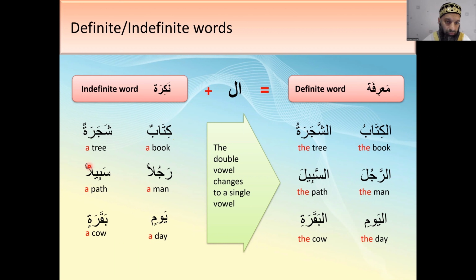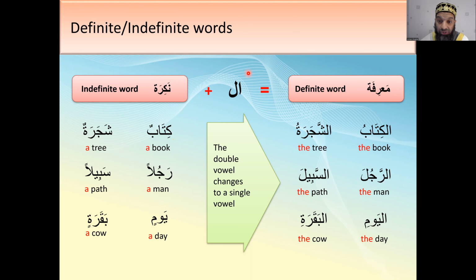Let's look at the other one. Shajaratun means a tree. Why does shajaratun mean a tree? Why a? Because there is no al. Whenever there is no al, it means a. Okay, even the tanween, the double ending shows you it means a, but there's no al, right? It's just shajaratun, rajulan, yawmin. There's no al. So when there's no al, it means a.